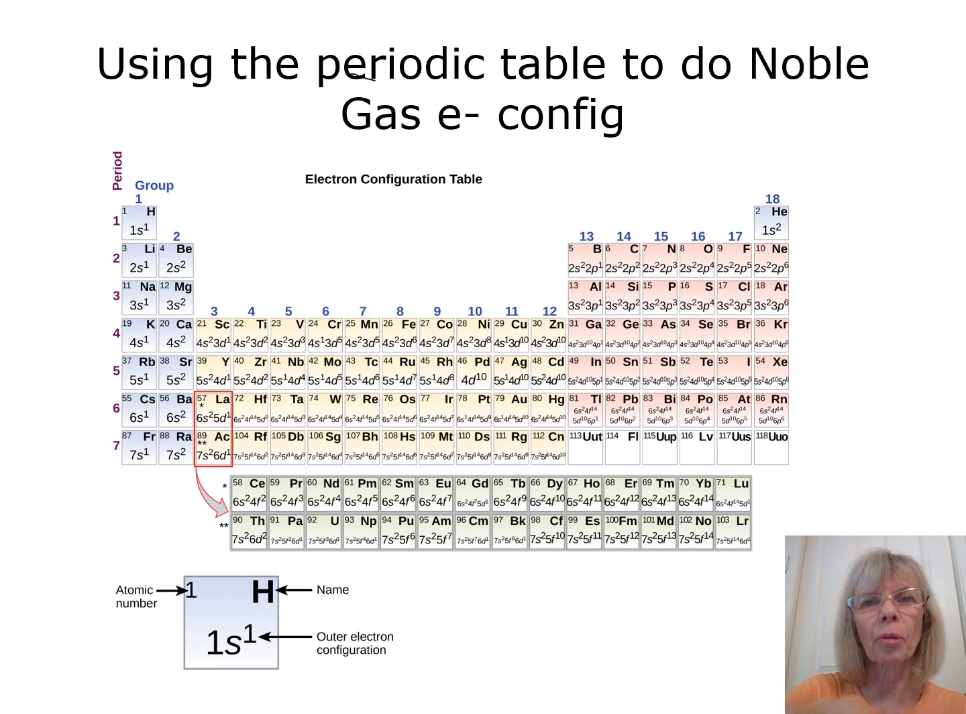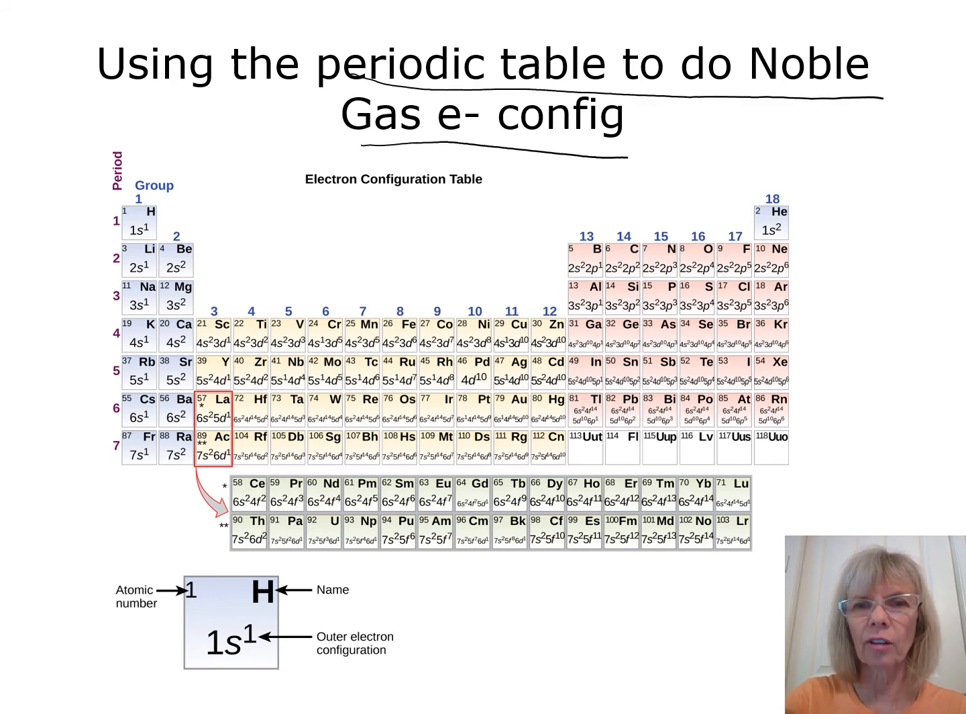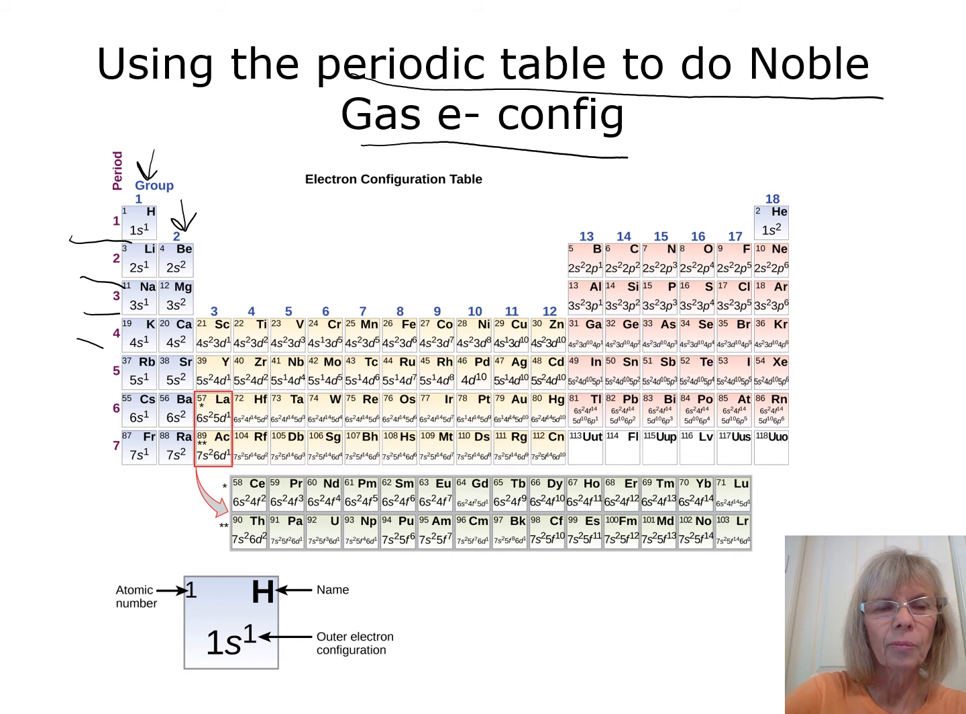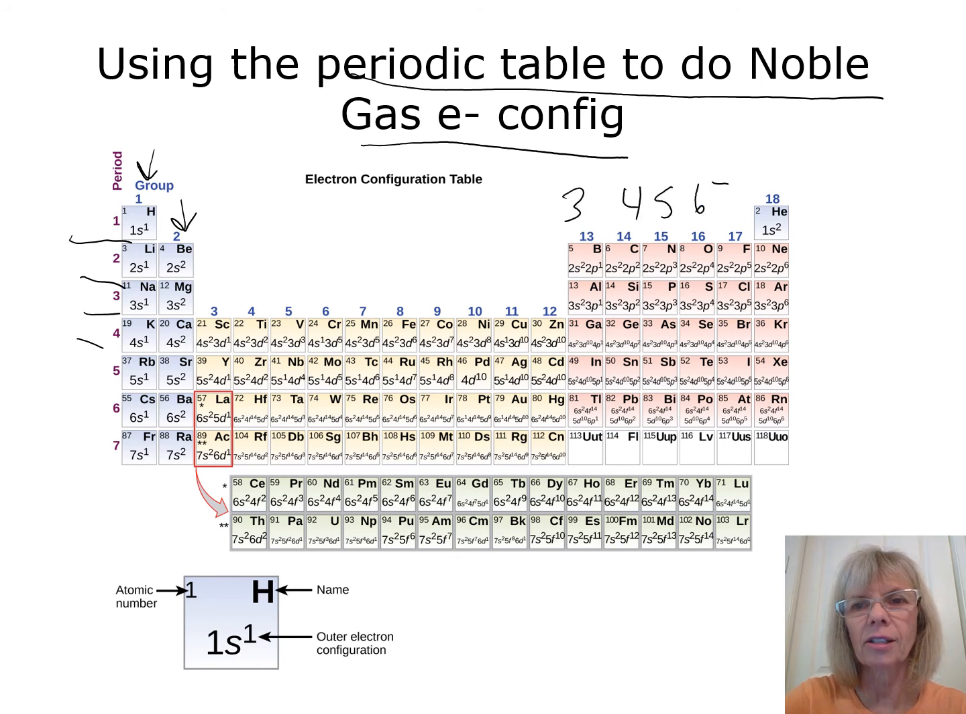We can use our periodic table to do noble gas electron configurations. In the previous example, you had to write out the whole electron configuration to figure out the noble gas electron configuration, which is supposed to be a shortcut. So we're going to learn how to use the periodic table. First, let's point out a couple of things on our periodic table. We have our periods, which are our rows, labeled down here 1 through 7. Across the top we have our groups: group 1, group 2, and then going across up to group 18. Sometimes we look at our main groups, group 3, 4, 5, 6, 7, 8. Either way, your periodic table might be labeled.